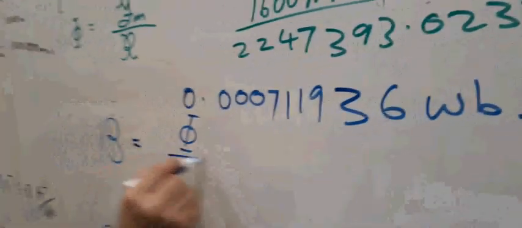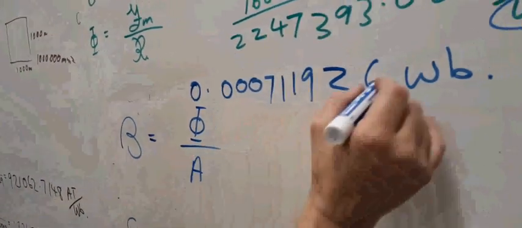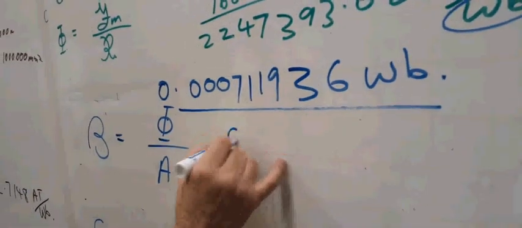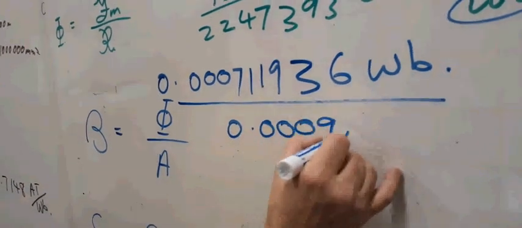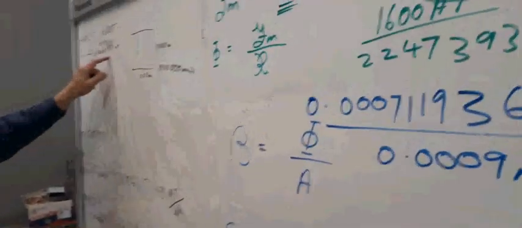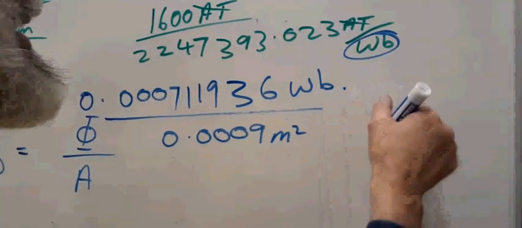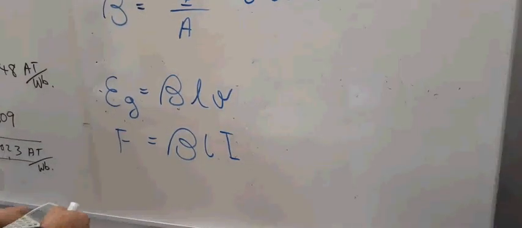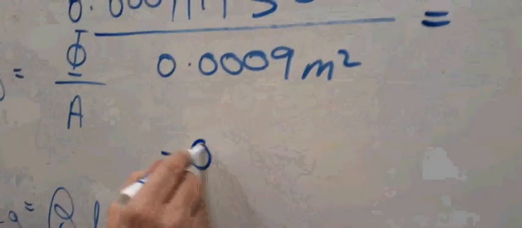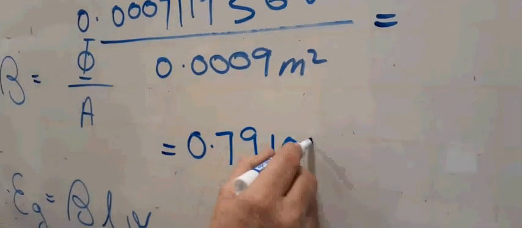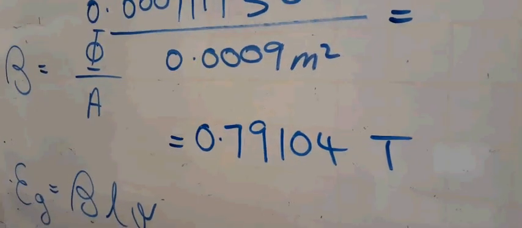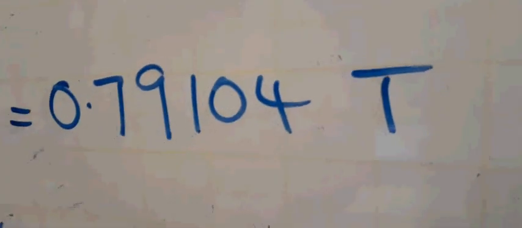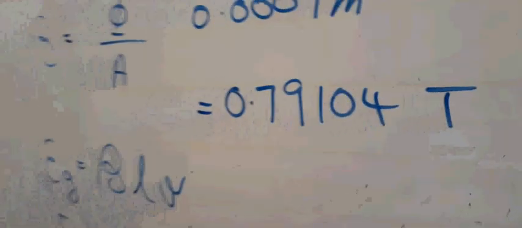So there we go. B is equal to flux over the area. And the flux is what we just saw there, so I don't even have to write it again, over the area of 0.0009 metres squared, which we got up here. And I just need to calculate that, so we can pause it while I calculate it. Okay, so that gives us 0.79104 Teslas.